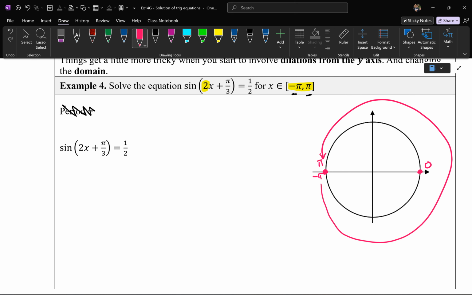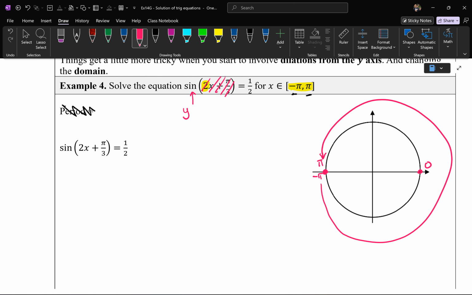Negative pi to pi. Okay, so that tells you where the starting point is. Unlike before, we were starting at 0 and we worked to 2 pi. Now I'm starting at negative pi and I'm working my way to pi. That's what the domain tells me. Okay? We're going to solve this. That looks nasty, right? Start off with the first question. Same thing. Who cares what this is? Doesn't matter what's inside the brackets. The point is, sine represents, again, x, y, or gradient. Which one is it?